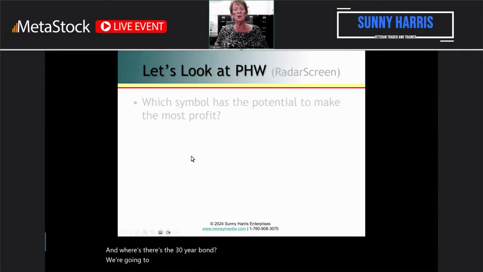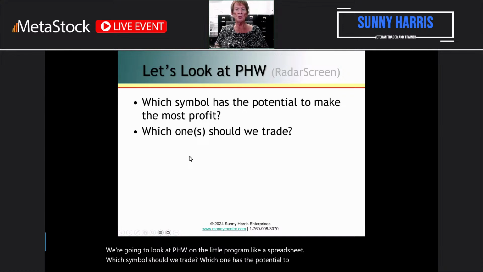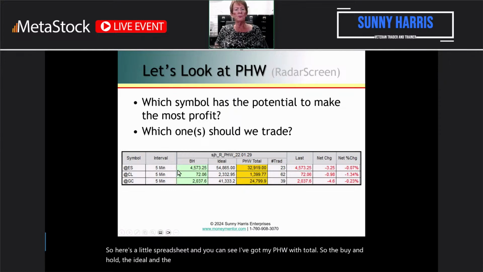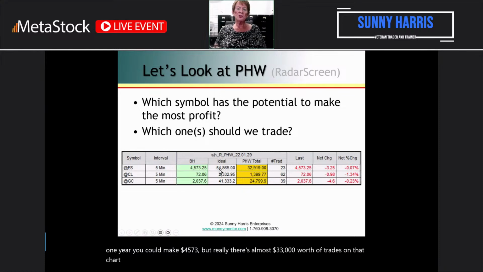We're going to look at PHW on a little program like a spreadsheet. Which symbol should we trade? Which one has the potential to make the most profit? So here's a little spreadsheet, and you can see I've got my PHW with total: the buy and hold, the ideal, and the PHW. So if you were to buy and hold the 5-minute chart of the ES in 1 year, you could make $4,573. But really, there's almost $33,000 worth of trades on that chart. 54,000 is the ideal. 32 is with us taking 60% of it in 23 trades. That's phenomenal.